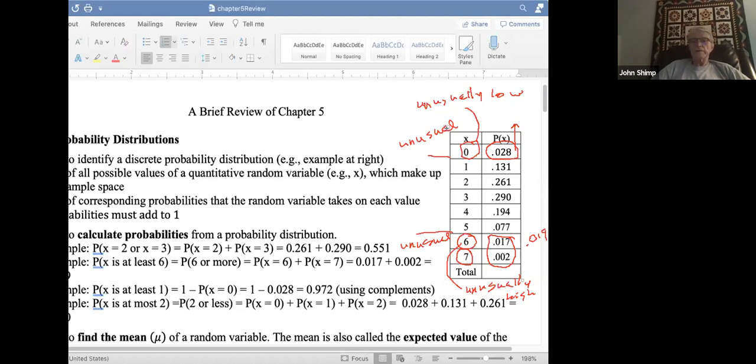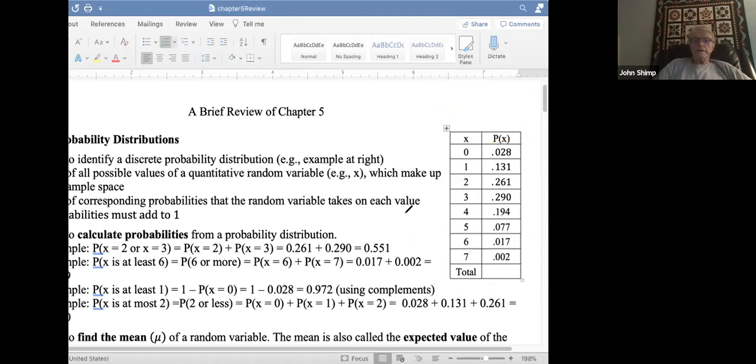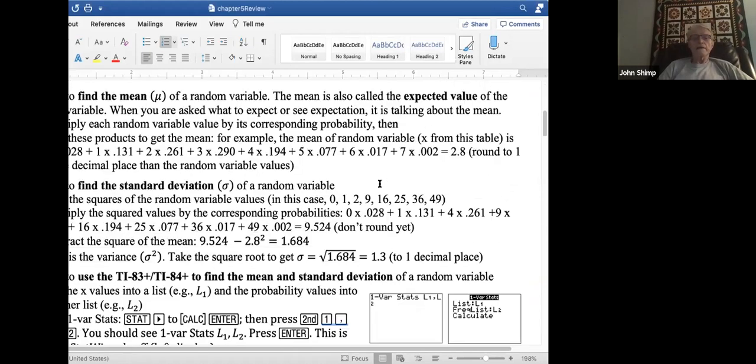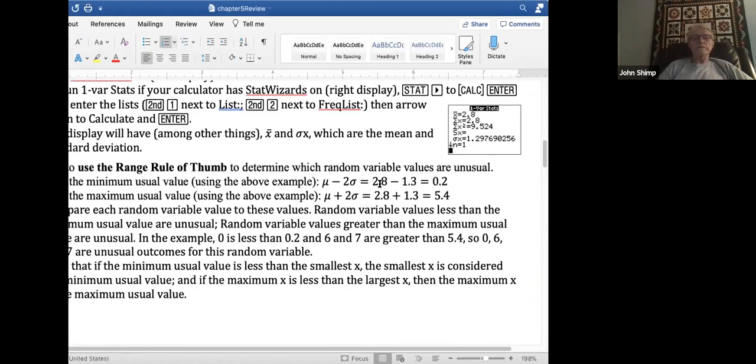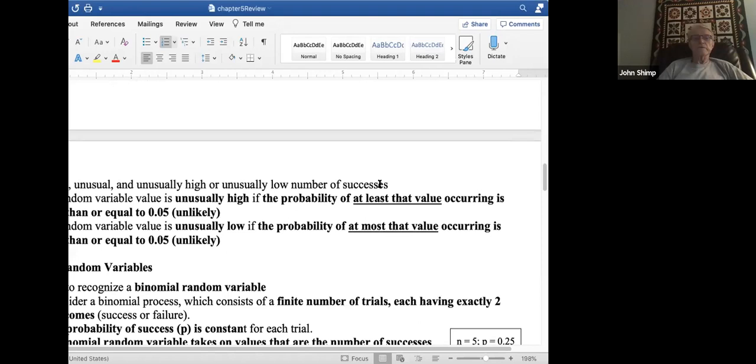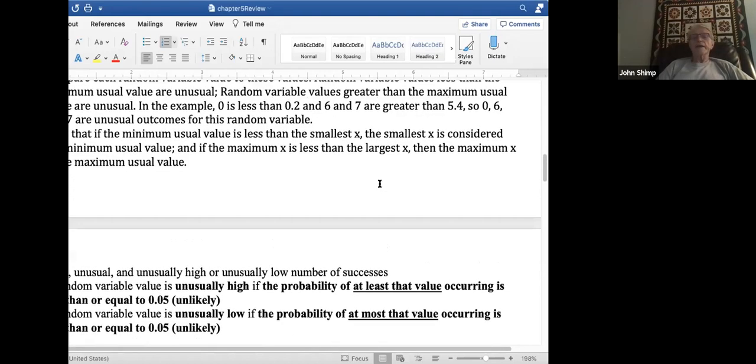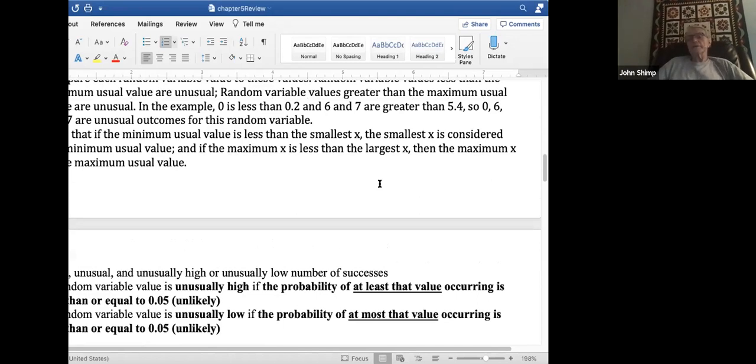All right, so let me clear this. Unusually low, range rule of thumb, unusually low, unusually high. Okay. That is everything that you're going to need. I think we've covered everything you're going to need for the first chapter 5 homework.